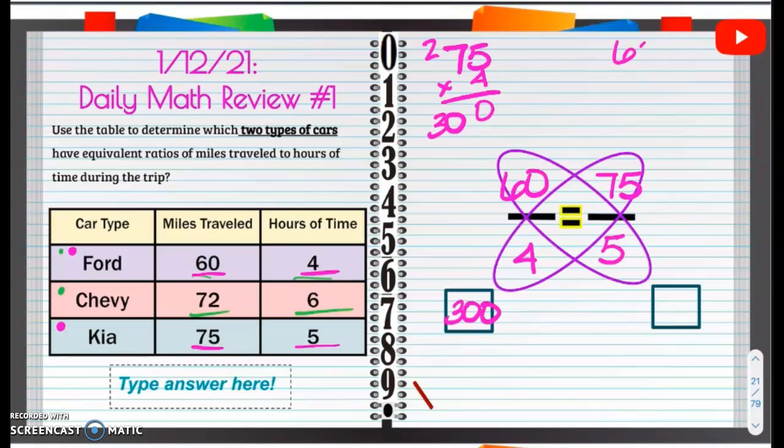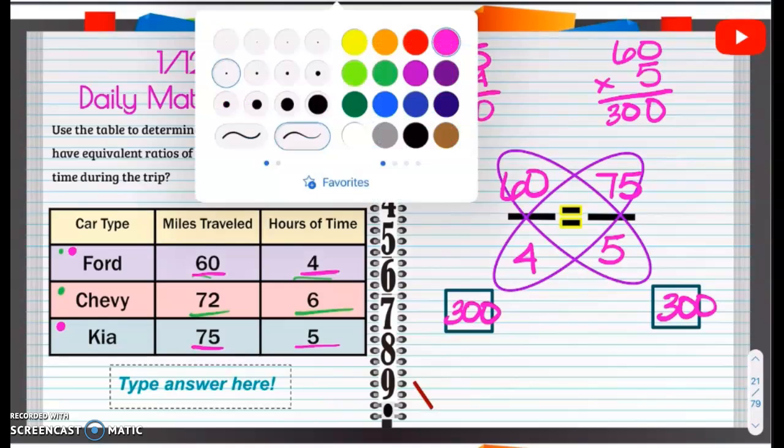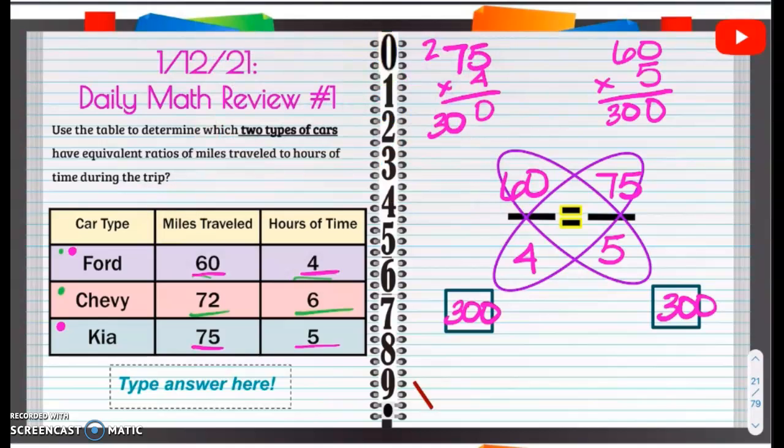60 times 5: 5 times 0 is 0, 5 times 6 is 30. Oh my gosh! Woohoo! 300 and 300. Those match. So our answer is going to be Ford and Kia. And that is going to be it. That's our answer. Woohoo! Great job!